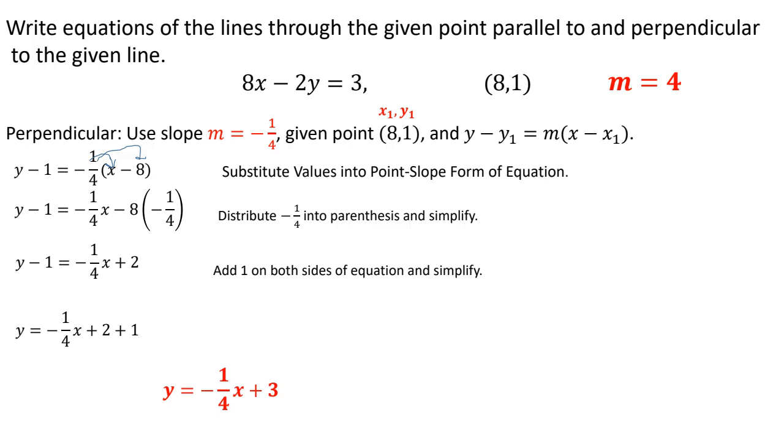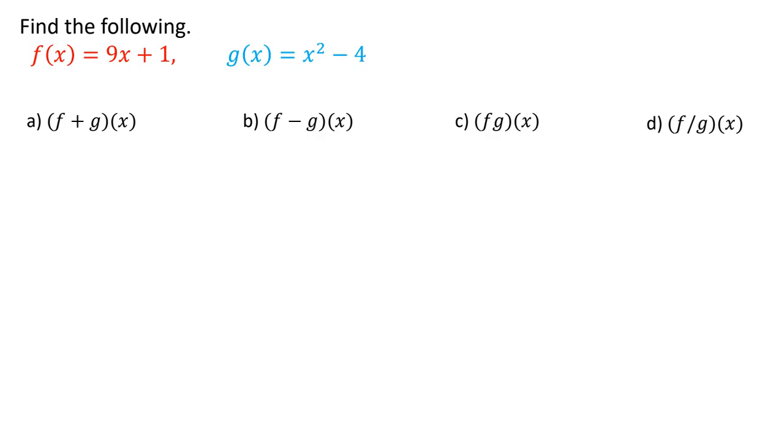And I combine my two like terms. 2 plus 1 is 3. And now this gives me my answer. The equation of this line, y equals negative 1/4 x plus 3, is perpendicular to the given line that they gave me, and it goes through the point 8, 1. Okay, excellent. All right, let's do these other equations.